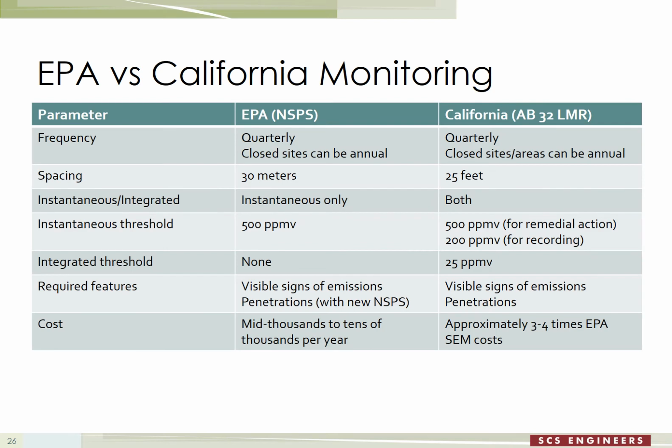Here's a quick summary of EPA versus California monitoring and the similarities that they have as well as their differences. Most importantly, because of the tighter spacing and the additional integrated monitoring, the California program is significantly more expensive, 3 to 4 times more than the federal.